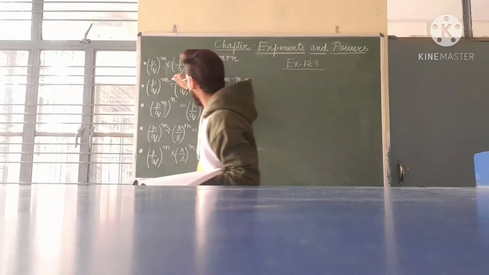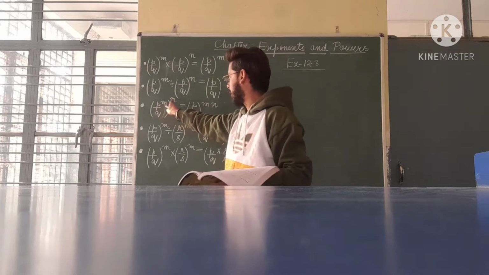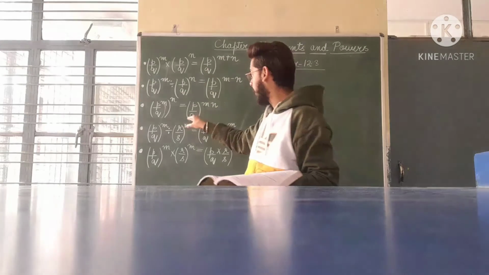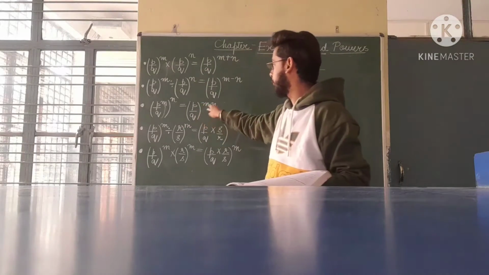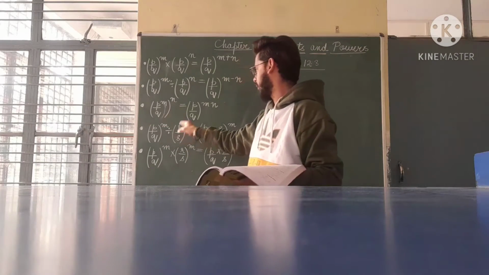If we have a power of a power, the fraction's power and the outer power both will be multiplied, and the result is (p/q) to the power m into n. The next one is (p/q) to the power m divided by (r/s) to the power m.